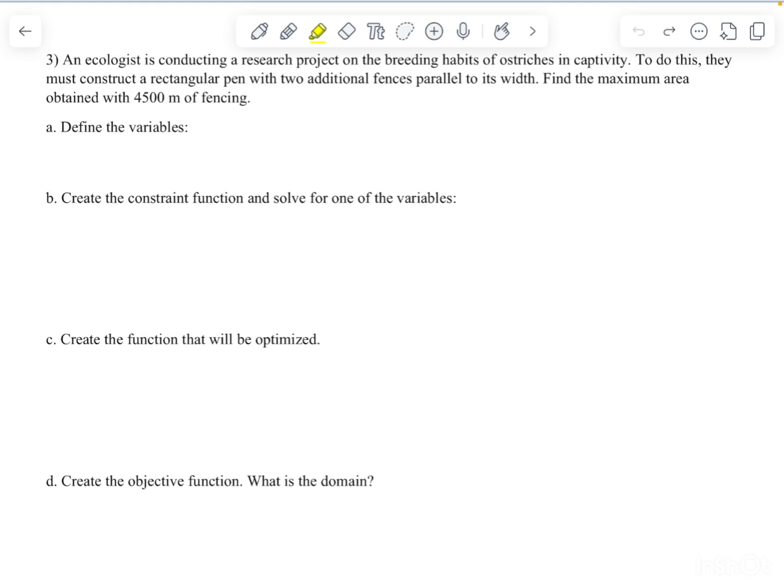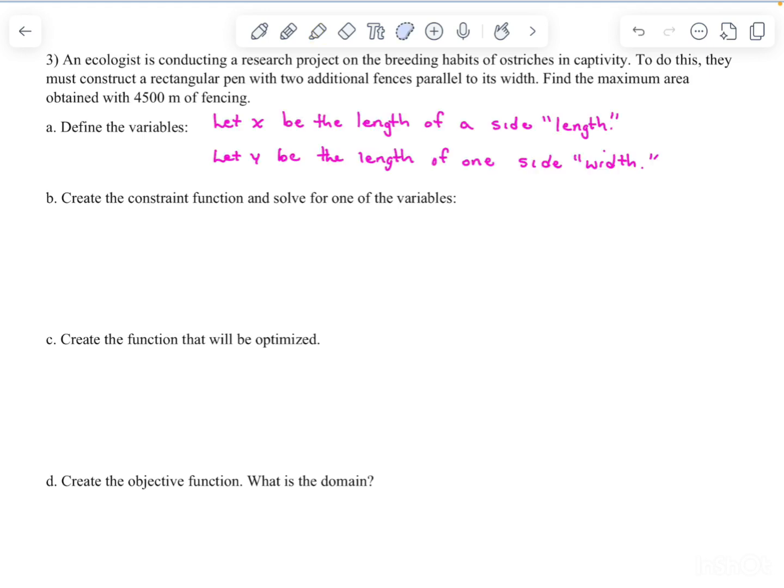In part A, we want to define the variables. We will let x be the length of a side length, and y be the length of one side width.